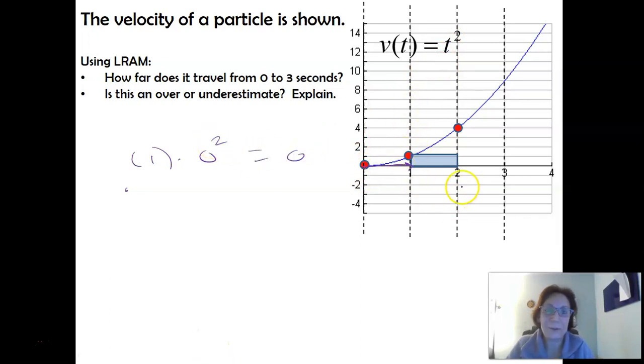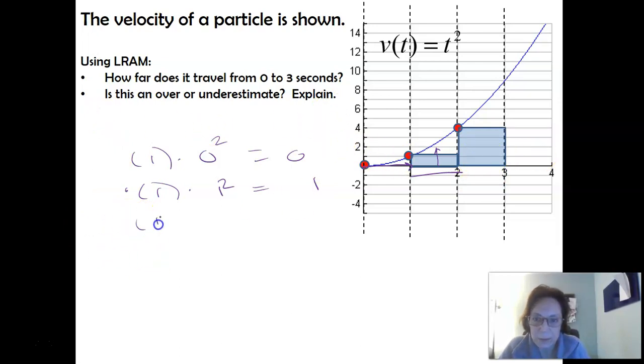It's a non-rectangle. Okay. My next rectangle goes from 1 to 2, and its height comes from the left endpoint, so it comes from 1. So it has a width of 1 and a height of 1 squared, so it's a 1. My third rectangle goes from 2 to 3, so again, it has a width of 1, and its height comes from its left endpoint, which is 2. So 2 squared, or 4.